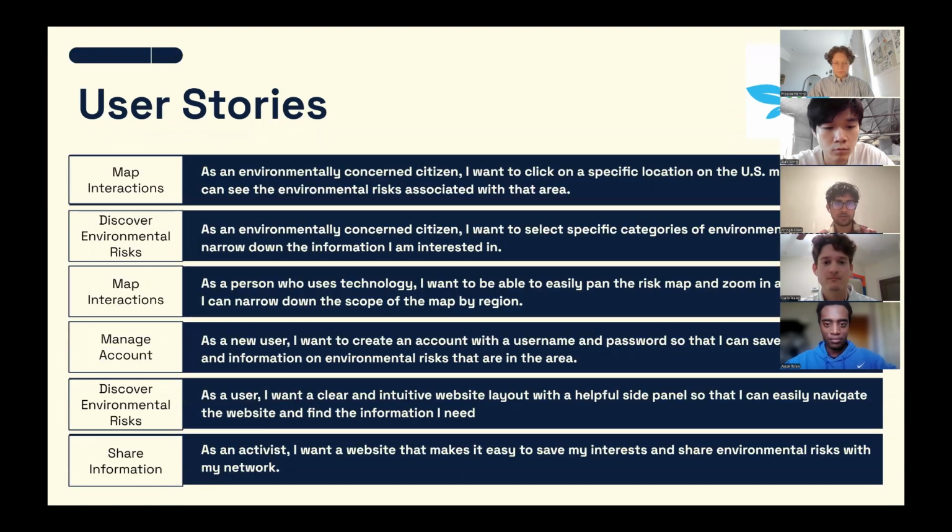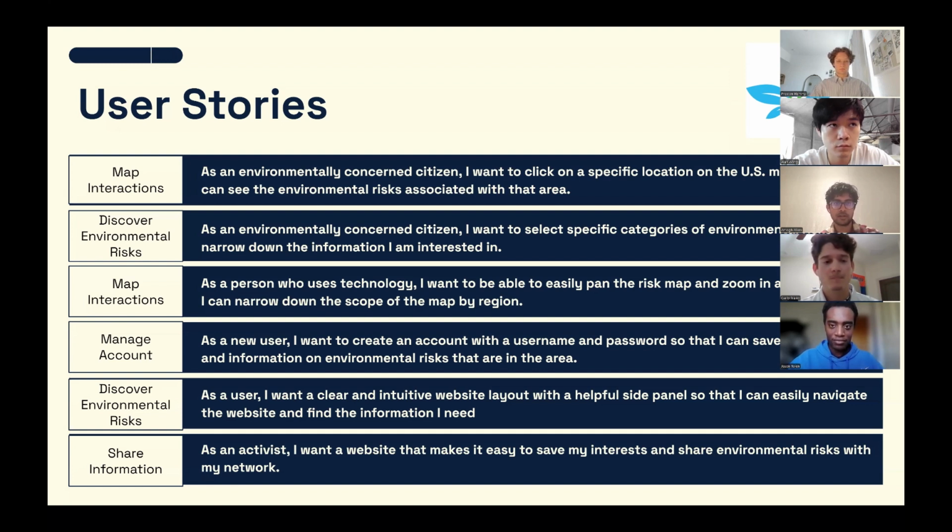Okay, so now for the user stories. The user stories are essentially what we want our users' experience to look like as they use Verdant. We have broken that down into the elements of the backbone, which are on the left here that we've tagged. Those are the map interactions, discovery of environmental risks, account management, and sharing, as Carlo mentioned in the previous slide. And I'll break some of these user stories down for you.